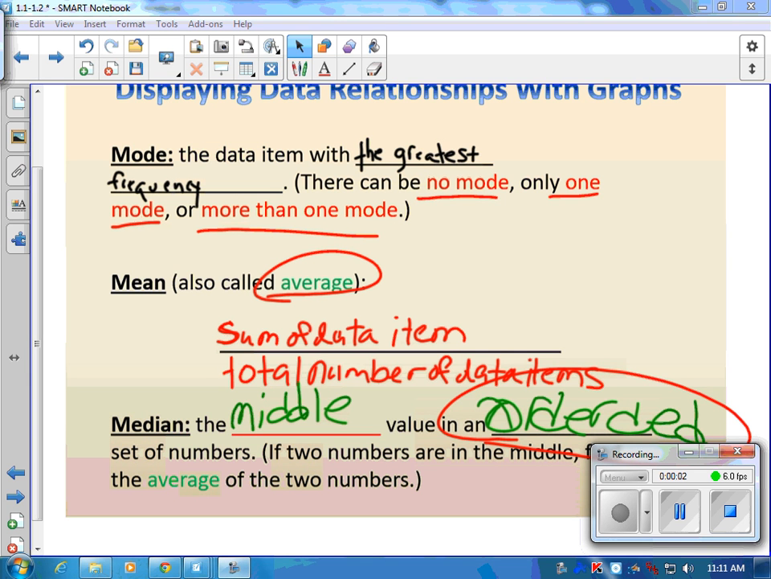Okay, so here are the first three definitions. Mode, mean, median. This should not be new. You should have seen this before. This should look familiar.